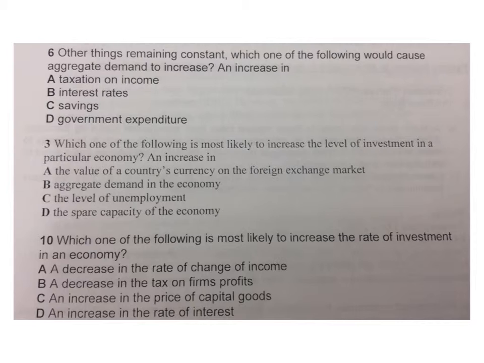Moving on quickly to 6. They sometimes say this, "all other things remaining constant." You can just get rid of that because it means nothing. They just put it there to scare you. So which one of the following would cause AD to increase? Now we know AD is C plus I plus G plus X minus M. So it's going to be something that affects these factors. So far we haven't learnt this one and this one, so it's not that for the minute.